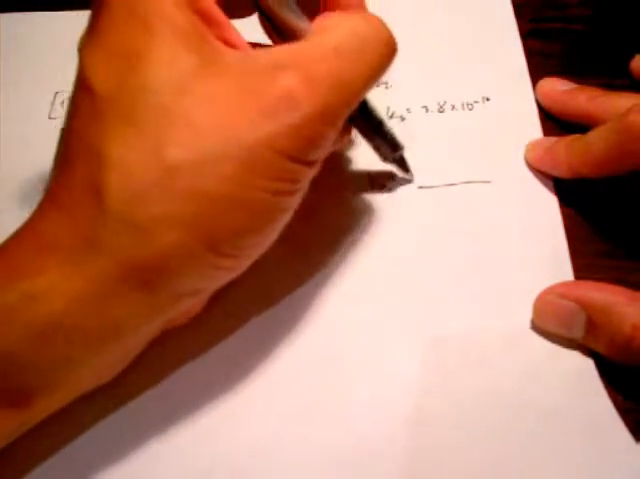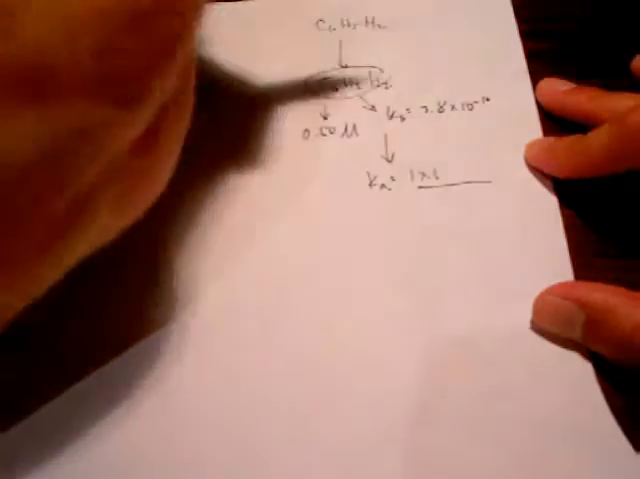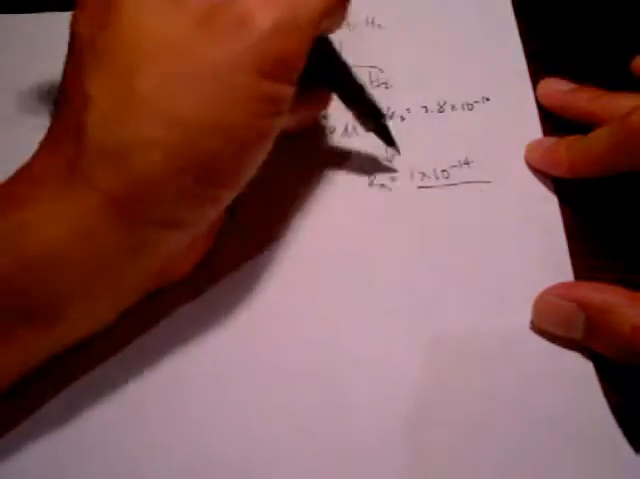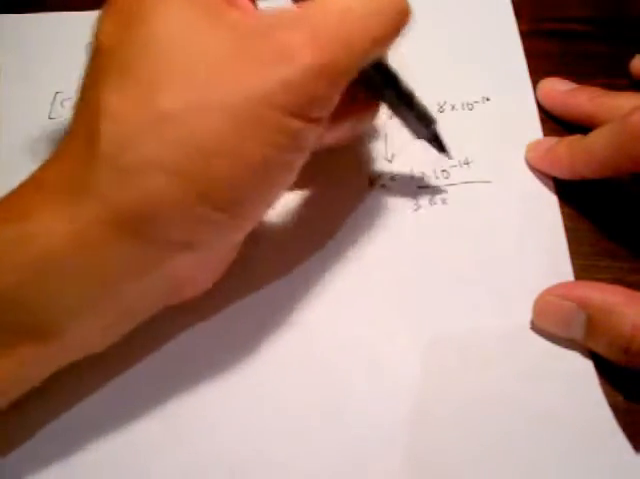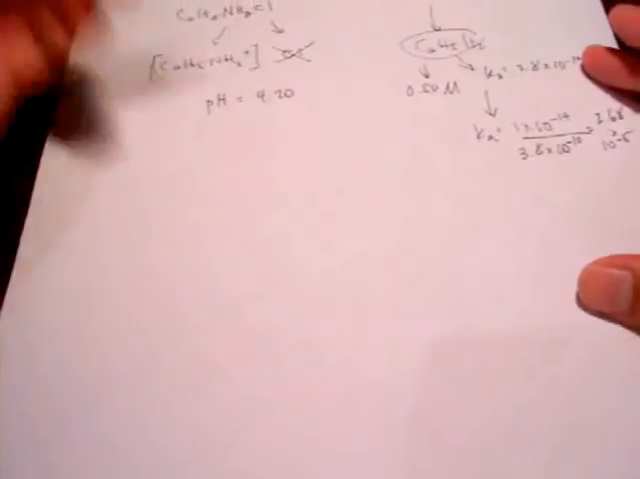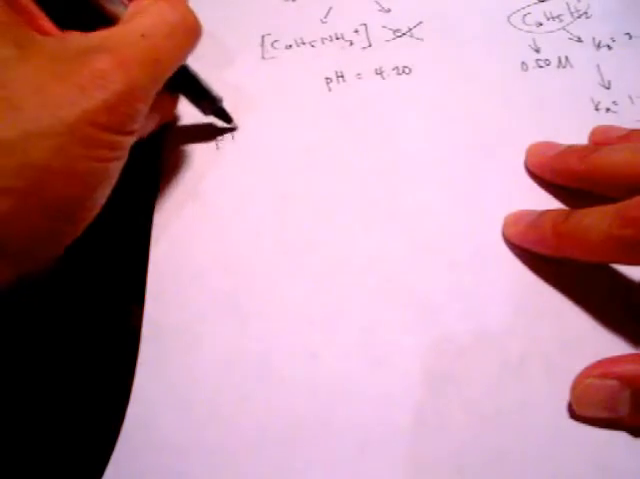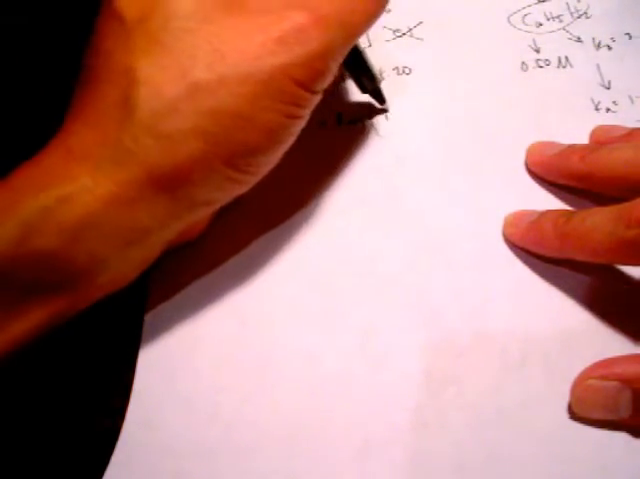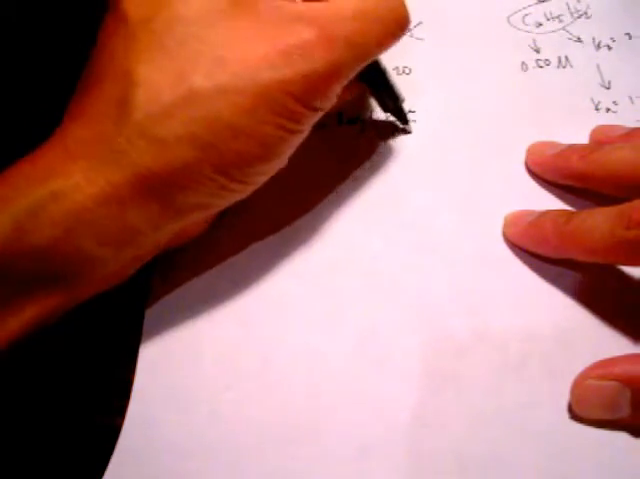To find Ka, we'll divide the known Kw, which is 1 times 10 to the negative 14, that's well known, by the Kb that we're given, which is 3.8 times 10 to the negative 10. It actually comes out to be 2.68 times 10 to the negative 5. So we've got that. Now we can use our Henderson-Hasselbalch equation, and that's going to be pH equals pKa plus log of the base over its conjugate acid.